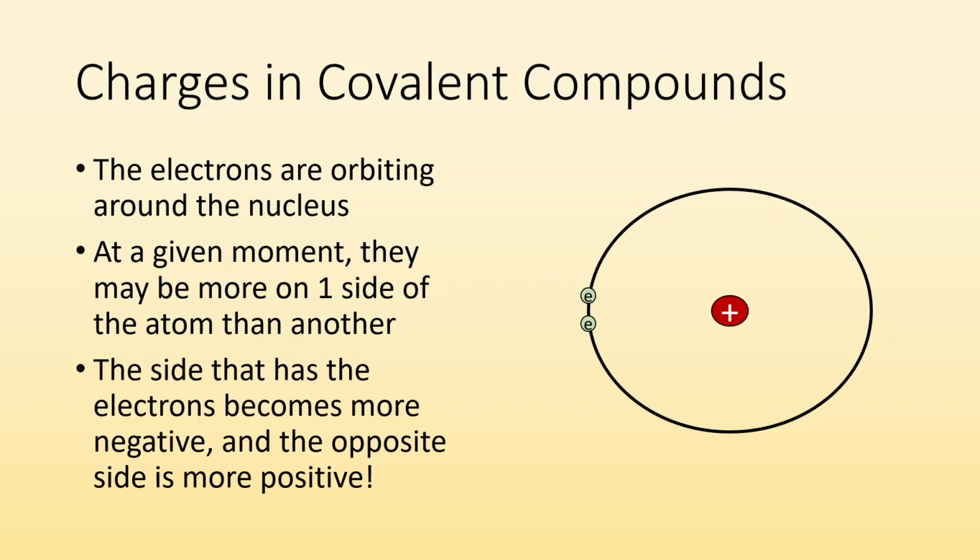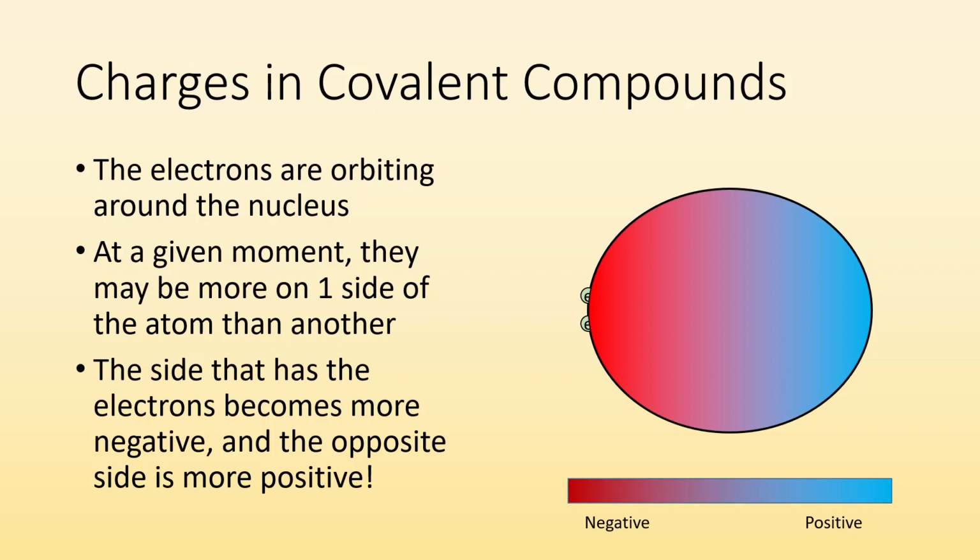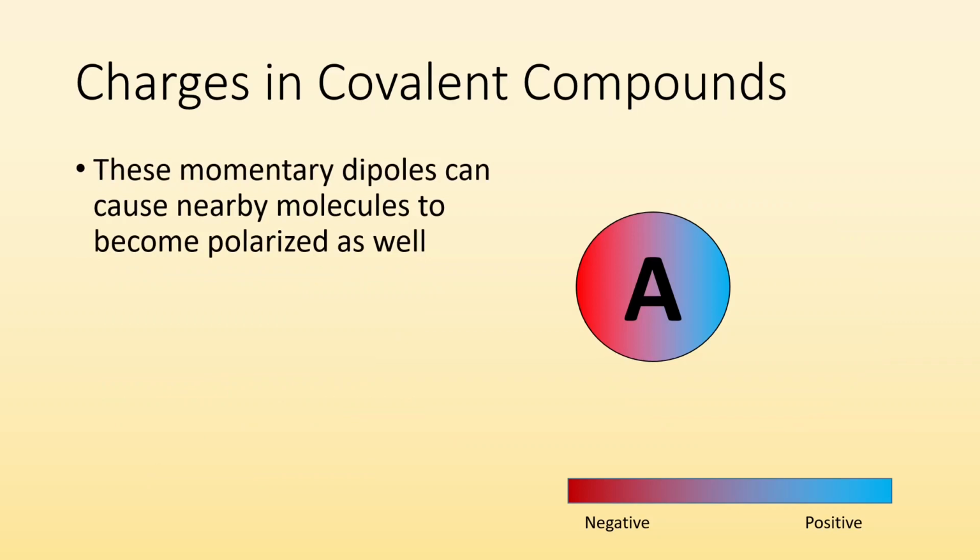The whole thing is neutral, but in this instant, those 2 electrons are on one side of the molecule, making that side negative, and the other side is going to be more positive. So if I color-coded it, it would look like this. We have a really negative end and a positive end on that molecule, just because the electrons happen to be on one end momentarily. So these momentary dipoles can cause nearby molecules to also become polarized.